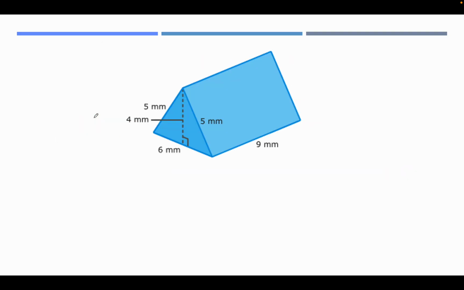Pause the video and give this one a try. See if you can get a total of 168 millimeters squared for the surface area. You can either use the formula that's on the formula sheet, or you can try just finding the area of all of the sides separately and adding them together.